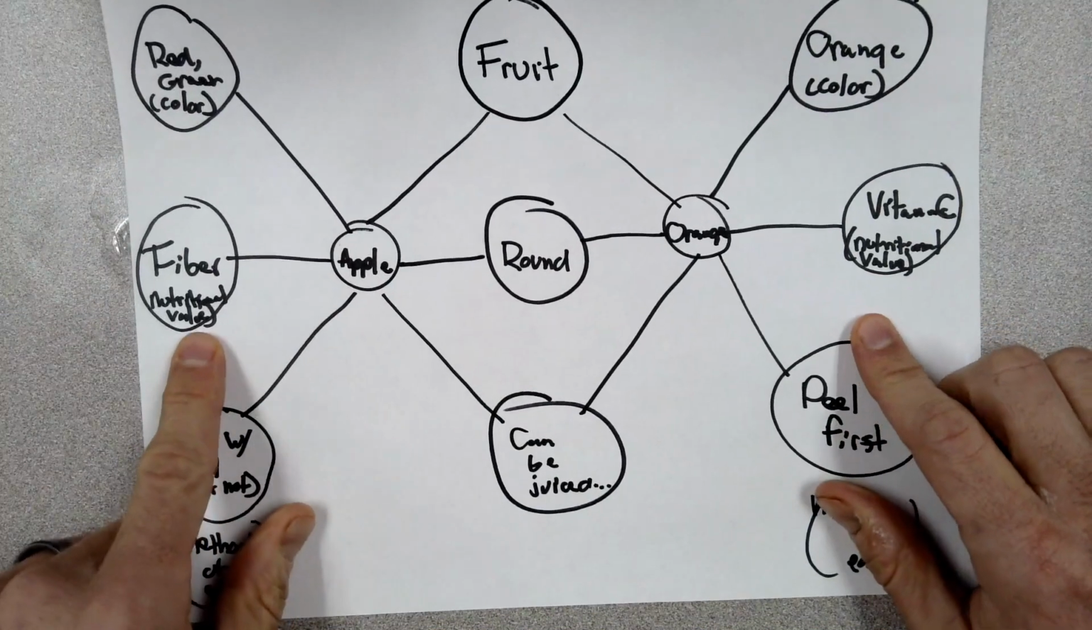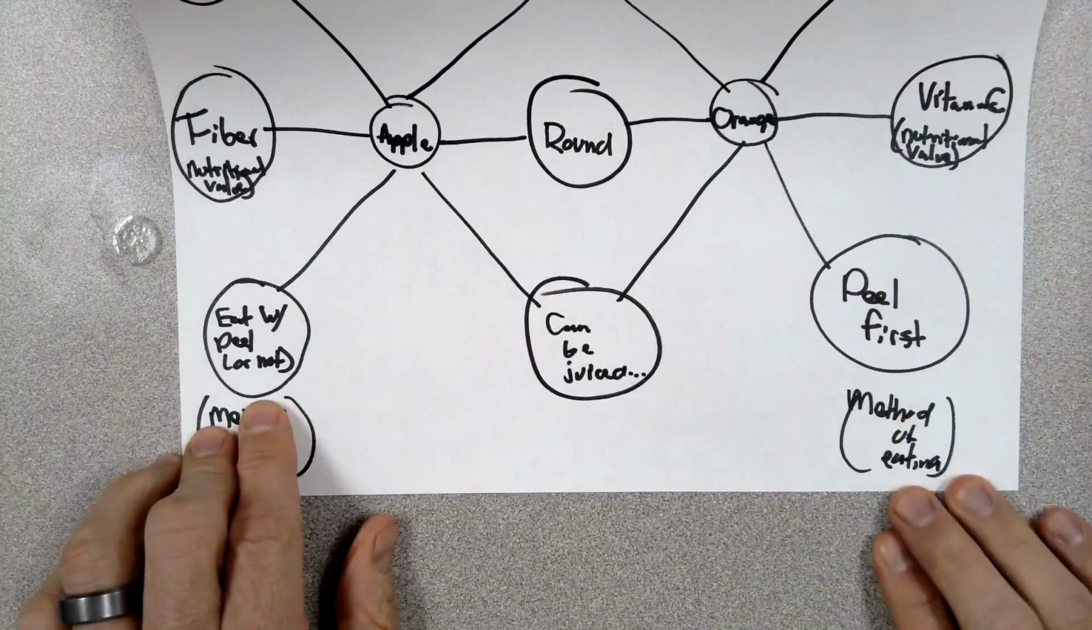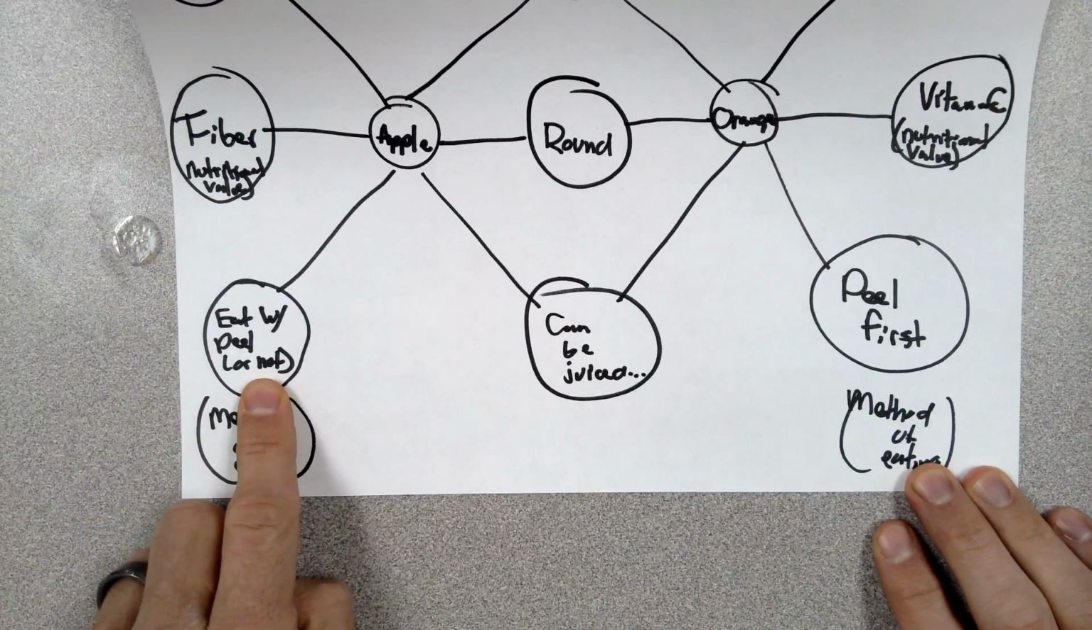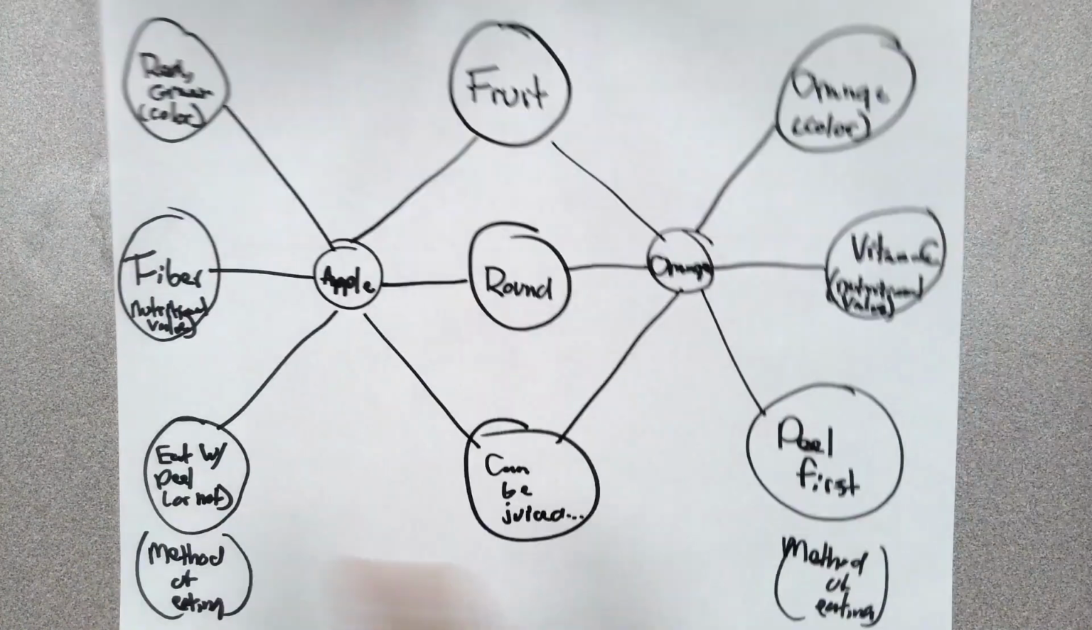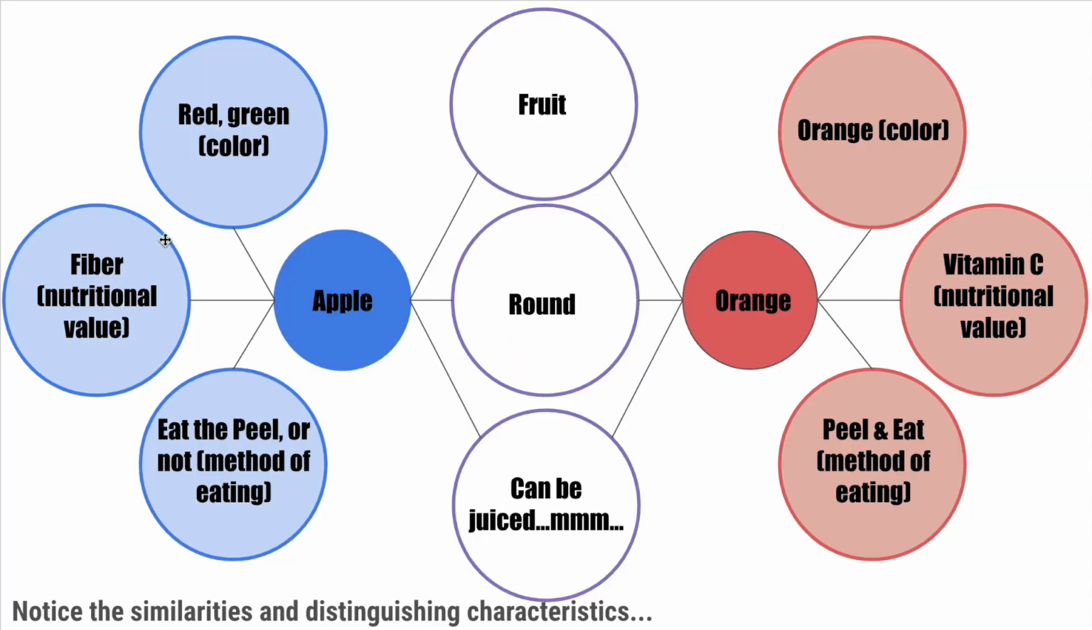Nutritional value, we have high in fiber versus vitamin C. And then of course over here, we talk about our method of eating. Can eat with the peel, generally, versus peeling first. And as we come over here and take a look at a very pretty double bubble map done on the computer, we can see again just what that looks like in terms of a finished double bubble map.